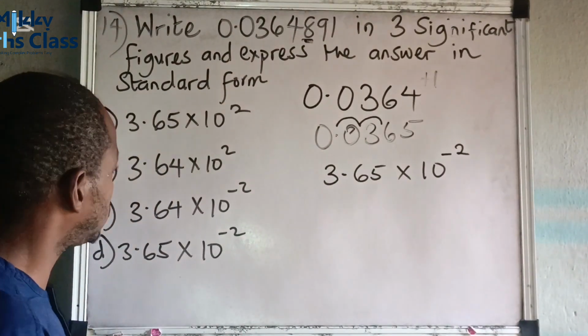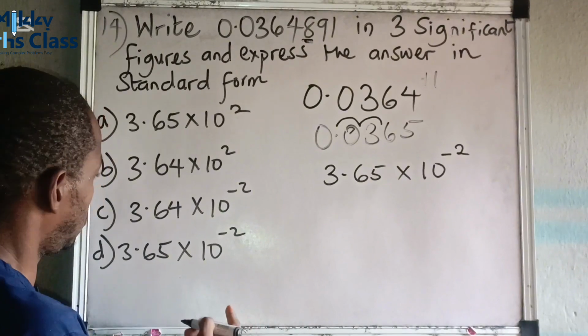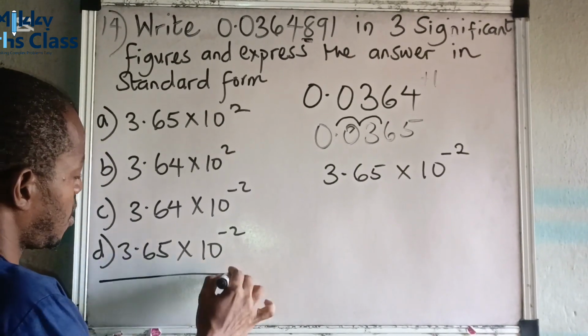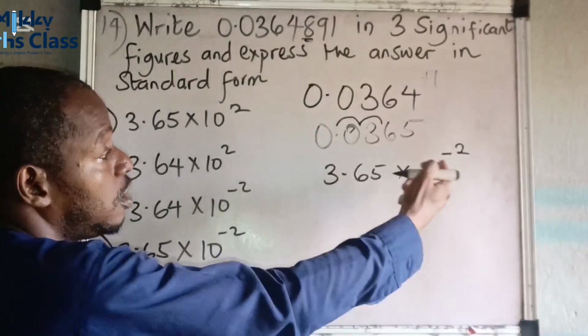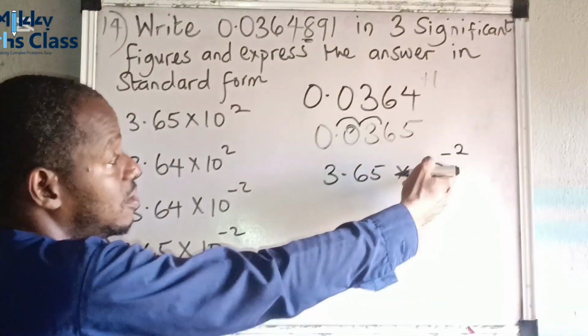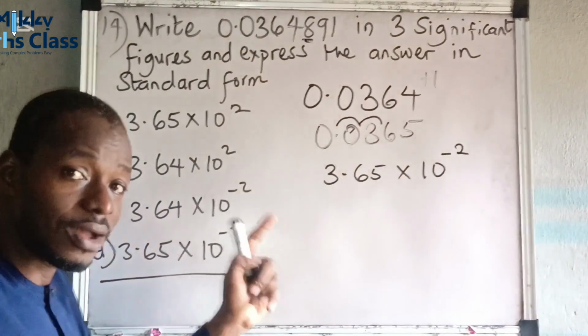So which is option D. That's 3.65 times 10 raised to the power -2. If it's moving forward, our power of 10 will carry negative. If you are moving backward, it will carry positive.